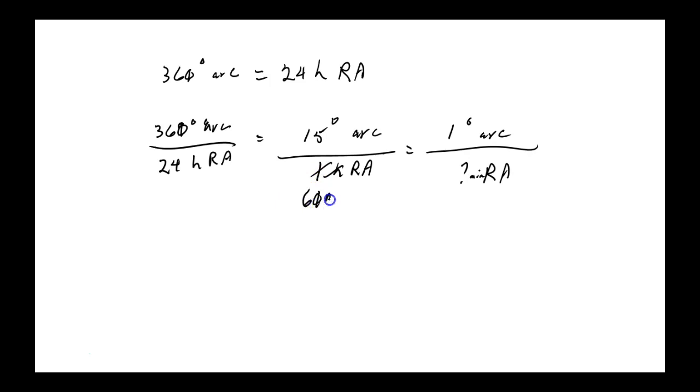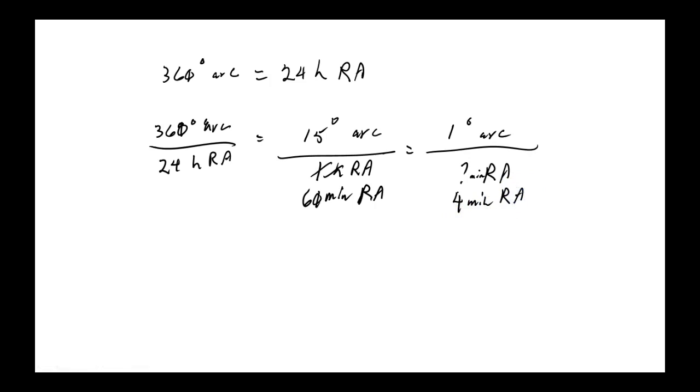60 minutes is 1 hour. So 60 minutes of right ascension would be equivalent to 1 hour of right ascension. If we divide 15 by 15, you get 1. What happens if you divide 60 by 15? That's 4 minutes of right ascension. Okay? So there is the answer to number 5.